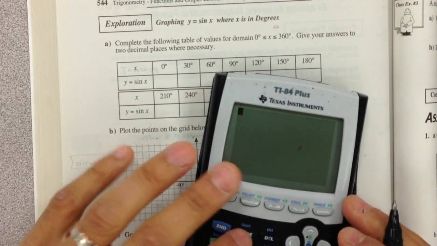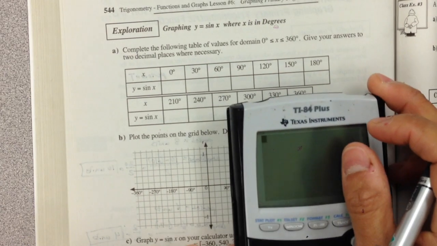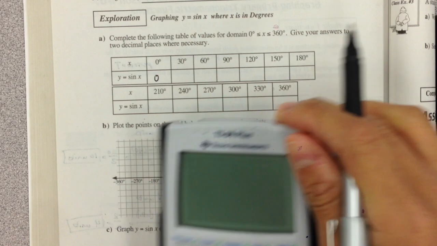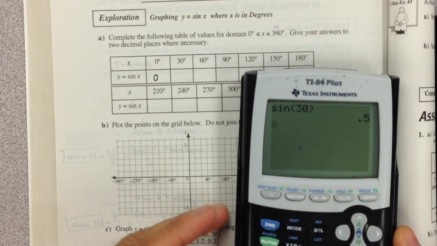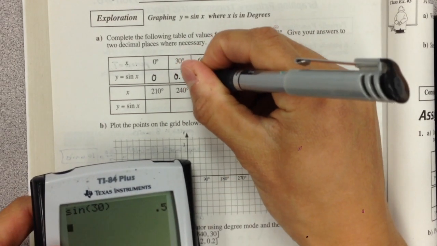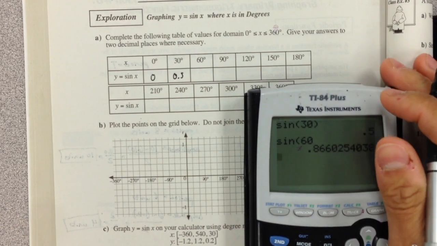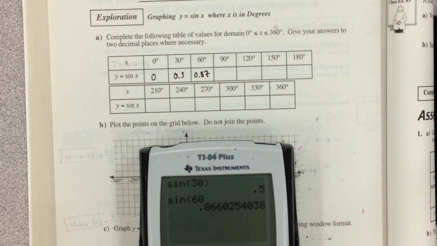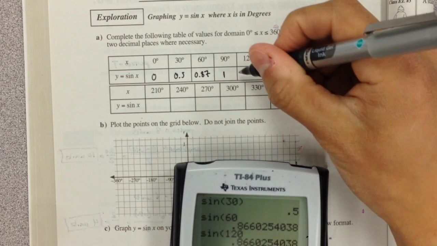So if I have my calculator, I want it to be in degrees. So I'm in degrees, which is good. And we're just going to type all these. So sine 0 is just going to be 0 for my y value. Sine 30, I get 0.5. Sine 60 is 0.866, or we'll say 0.87. Sine 90, well, that's one that you can remember, but that's 1. Sine 120 is 0.87 again.